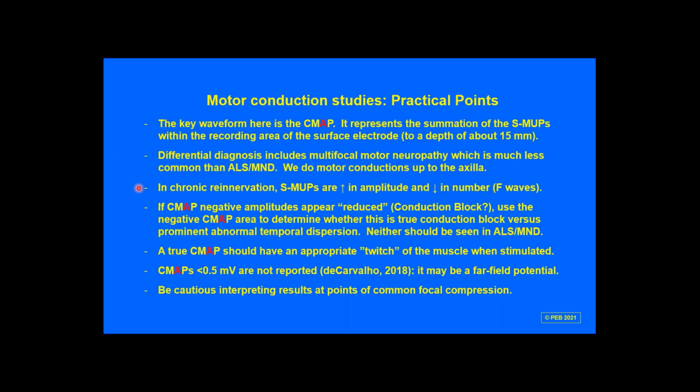And then in chronic reinnervation, the SMUPs are increased in amplitude and decreased in number. And we see this reflected in the F waves as well. If the negative CMAP amplitude appears reduced, suggesting conduction block or partial conduction block, then use the negative CMAP area as a qualitative measure to see if this is true conduction block versus abnormal temporal dispersion.